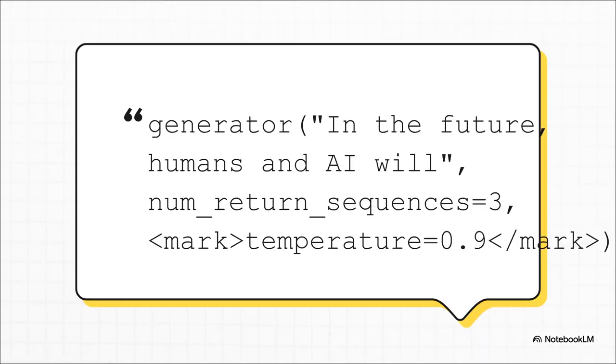So here's what that looks like in the code. We're asking for 3 different ways to finish our sentence. And see that temperature? We've set it to 0.9, which is pretty high. We're basically telling the AI, hey, don't just give me the obvious answer. Get creative. Be a little weird.